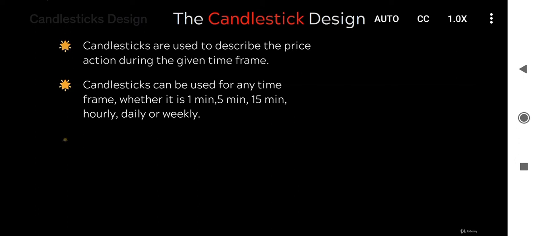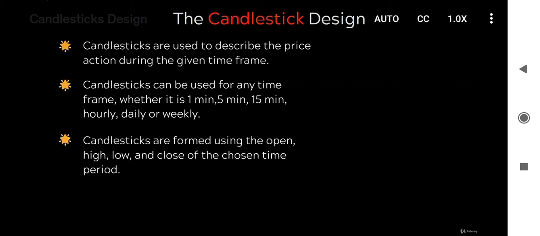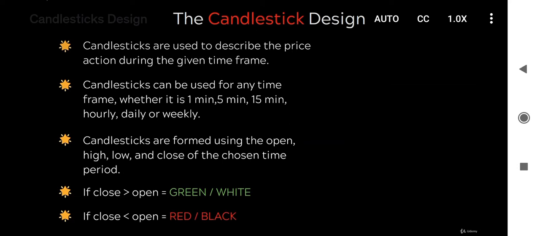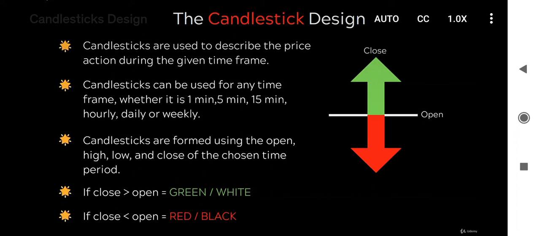So friends, in order to create a candlestick chart, you must have a dataset that contains open, high, low, and close values for a particular time period. If the candle is closed above its opening price, then it's shown by a green candle, but many charts even show this with a white candle. And if the candle is closed below its opening price, then it's shown by a red candle. Some charts even show this as a black candle.